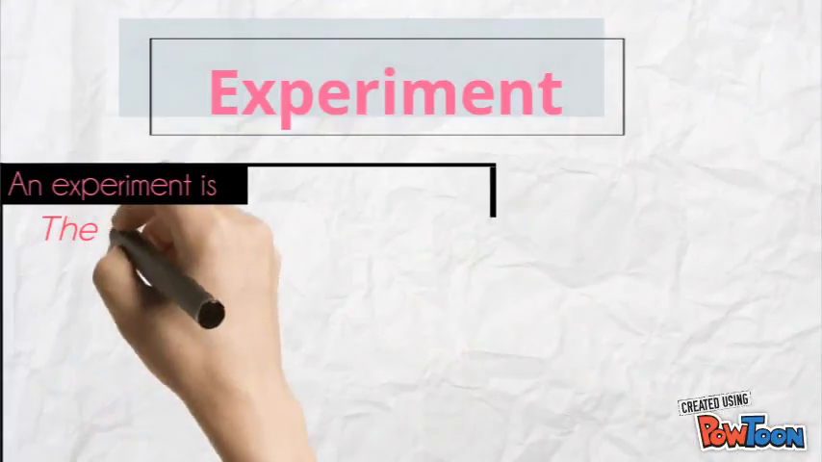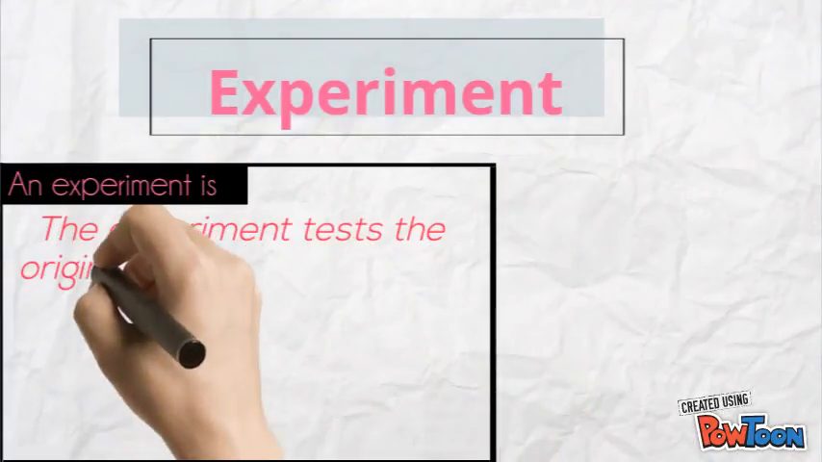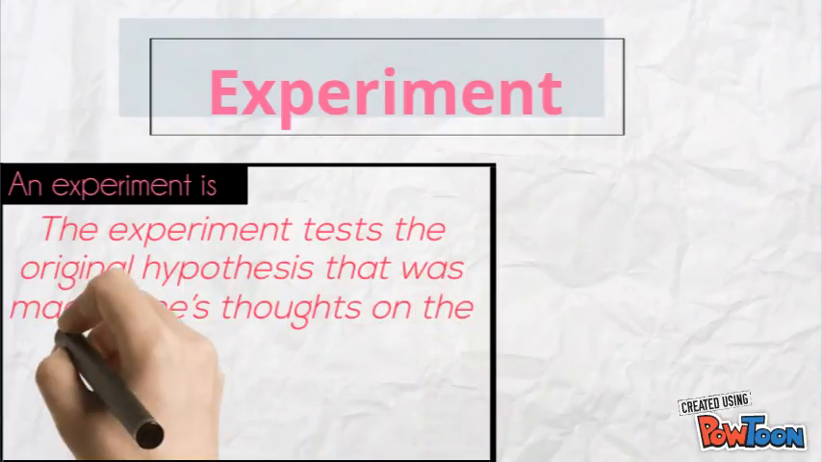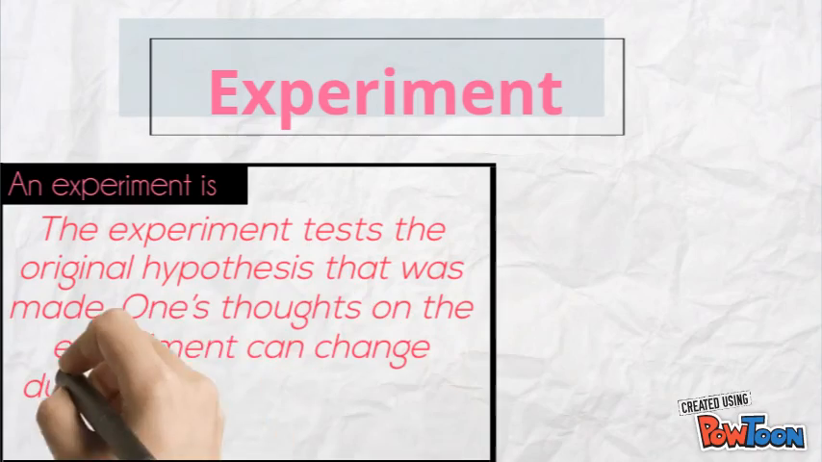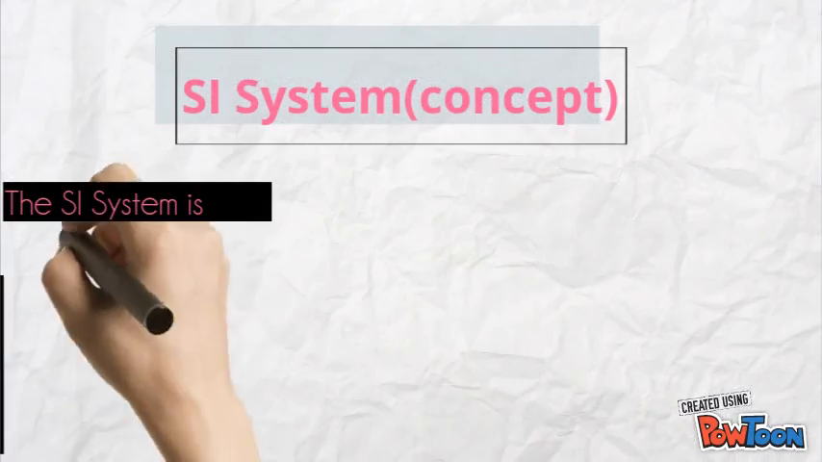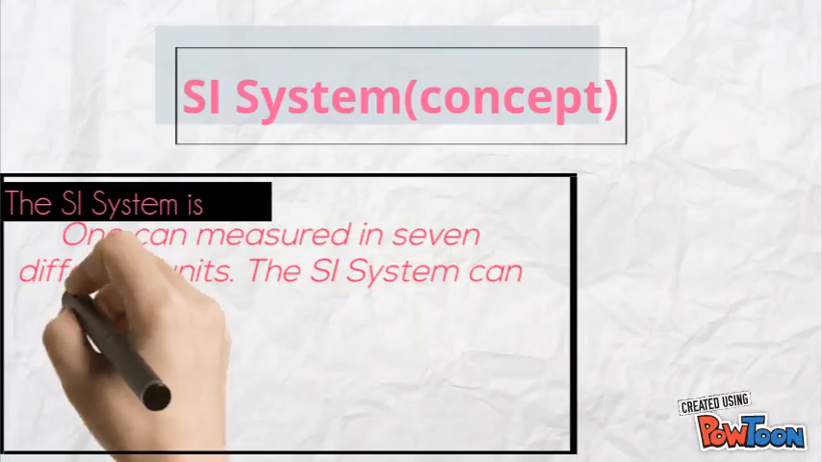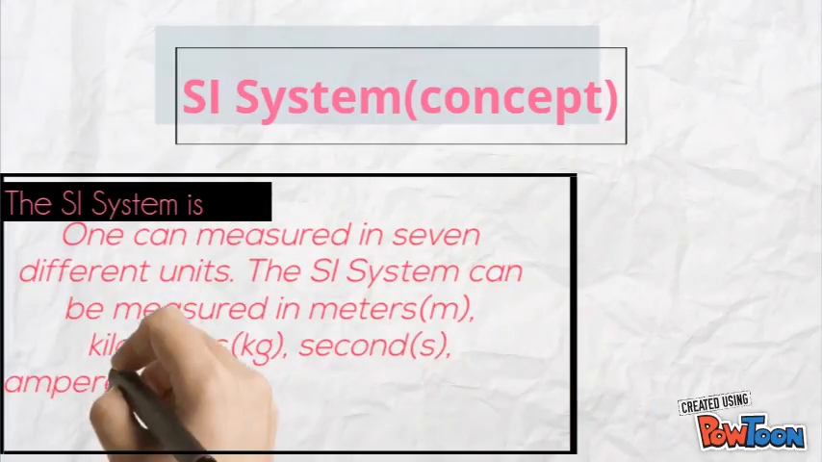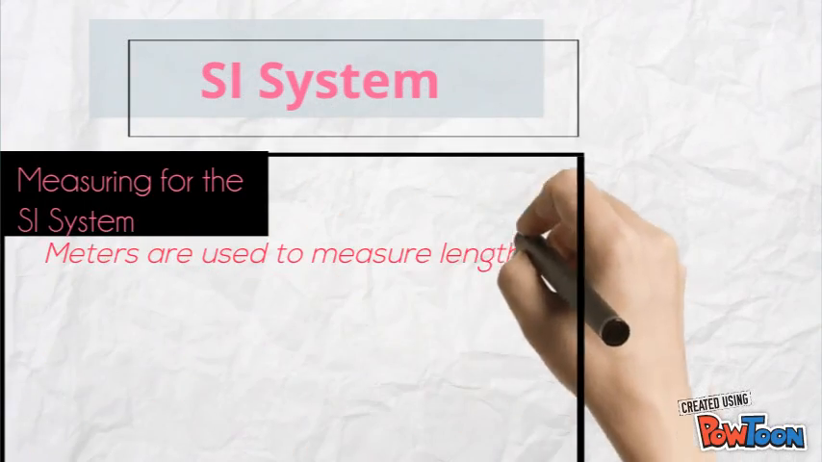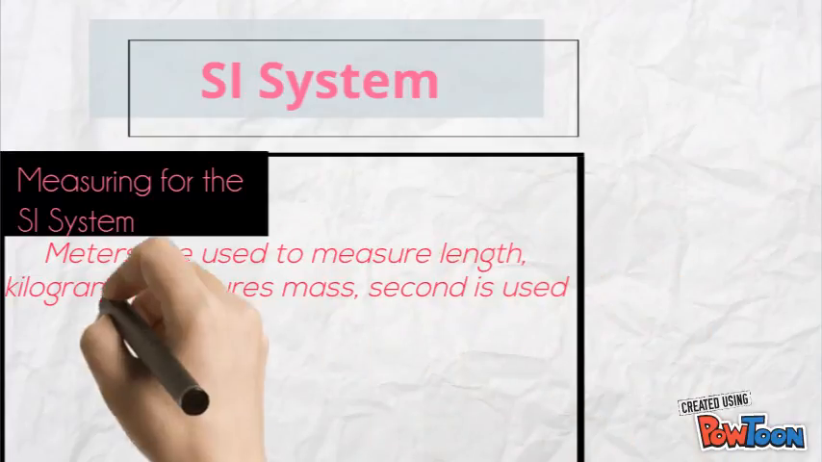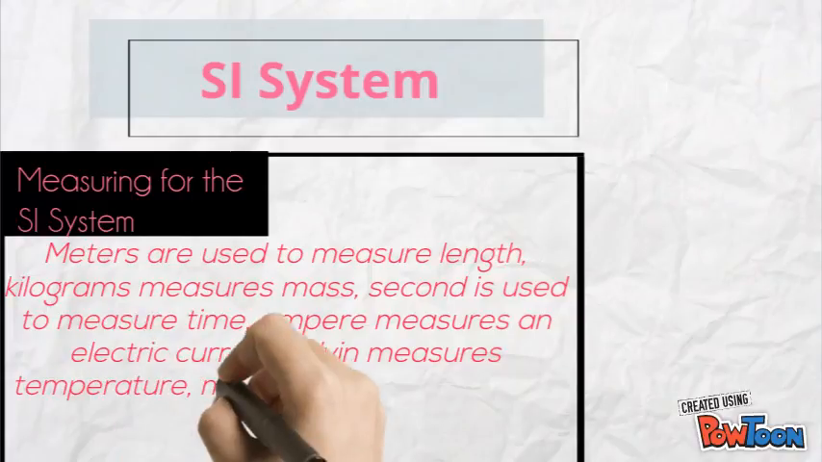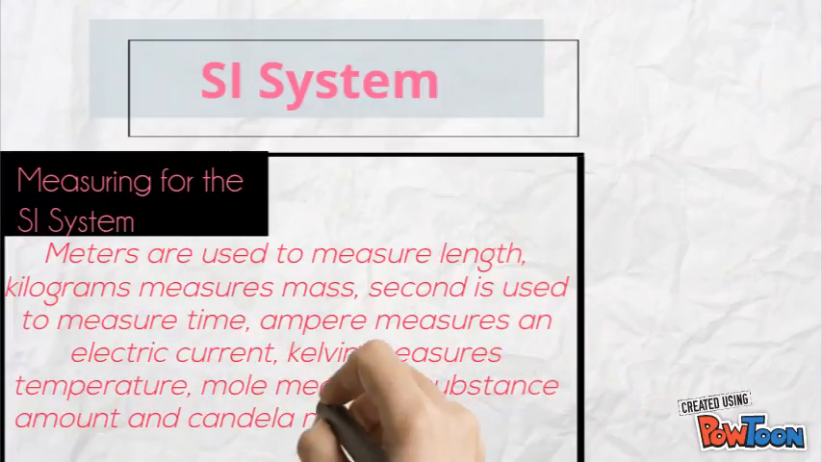The experiment tests the original hypothesis that was made. One's thoughts on the experiment can change during the experiment because of the hypothesis. To measure in an experiment, one has to use the SI system, the different units. The SI system can be measured in meters, kilograms, seconds, amperes, Kelvin, mole, and candela. Meters are measured in length, kilograms in mass. Seconds are used to measure time, amperes electric currents, Kelvin temperature, mole amount of substance, and candela luminous intensity.